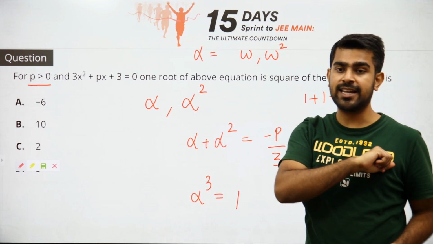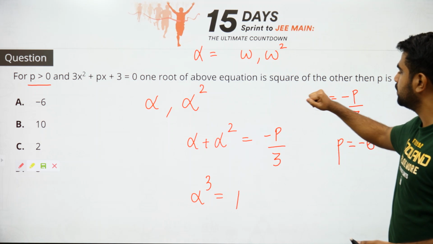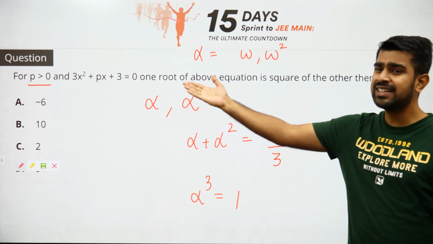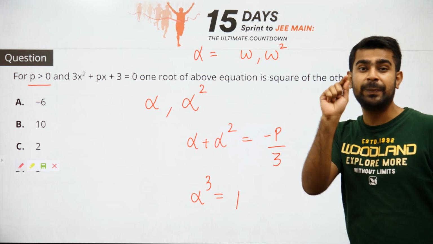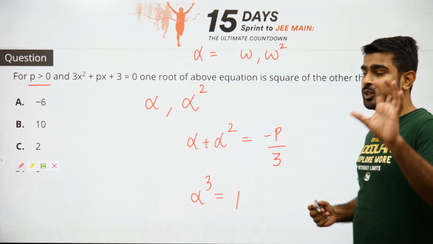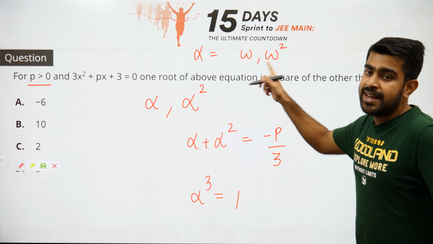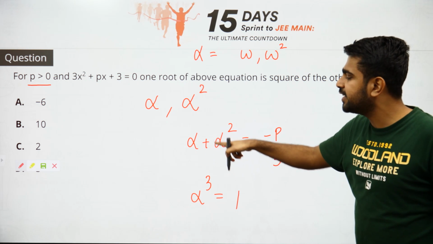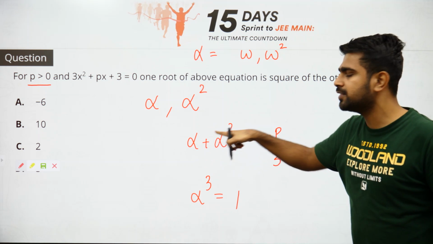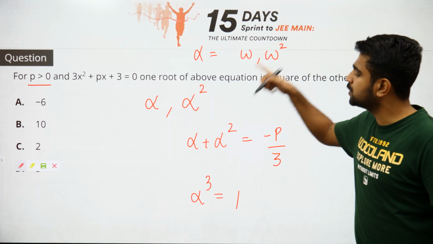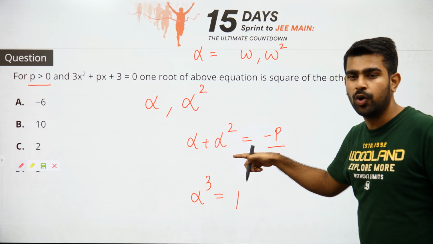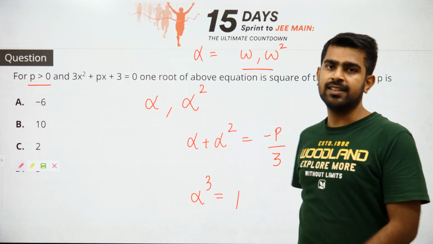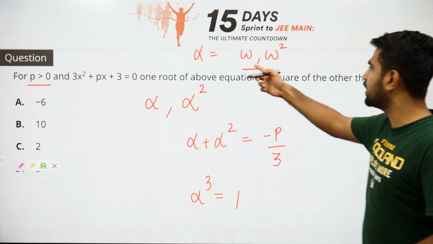So now I can erase this off. Because alpha cannot be 1, and I can erase this also, because I just proved p cannot be minus 6, because they have given it clearly in the first step that p should be greater than 0. Okay guys, so now either one of these does not make a difference, because see the expression here. If I put omega, it will be omega plus omega square. If I put omega square, it will be omega square plus omega power 4, which is again the same. So it can take either one of these, and both are fine.